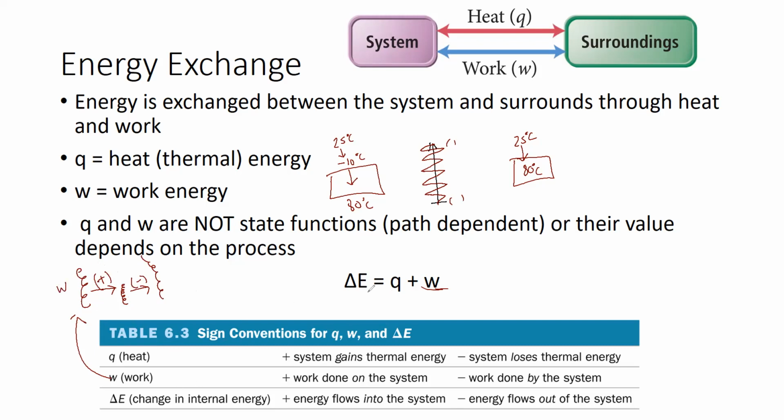Then delta E is simply Q plus W. So energy flows into the system, positive, flows out, negative. So those are some examples of work, some examples of heat, some examples of paths. So any questions about those ideas?